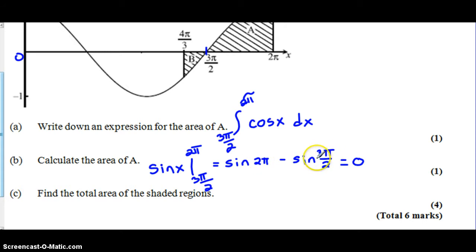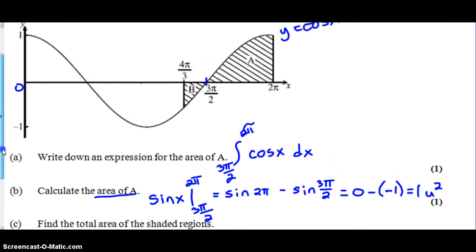3 pi over 2 is 270 degrees. So that our y value is negative 1 there. So now I have minus, and then sine of 3 pi over 2 is negative 1. So I wind up with 1. And it says area of A, so we are actually finding this is 1 unit squared.